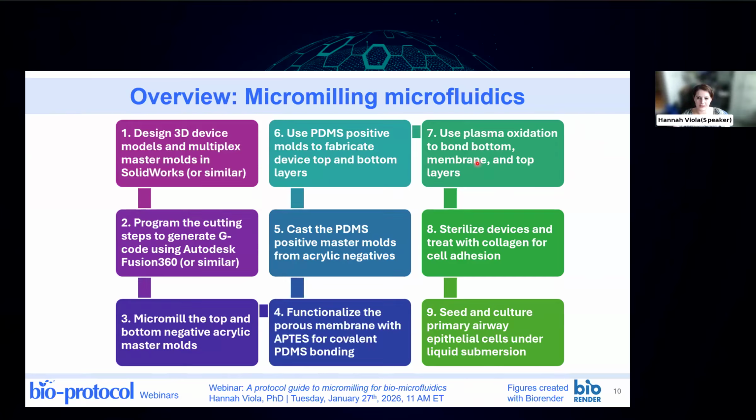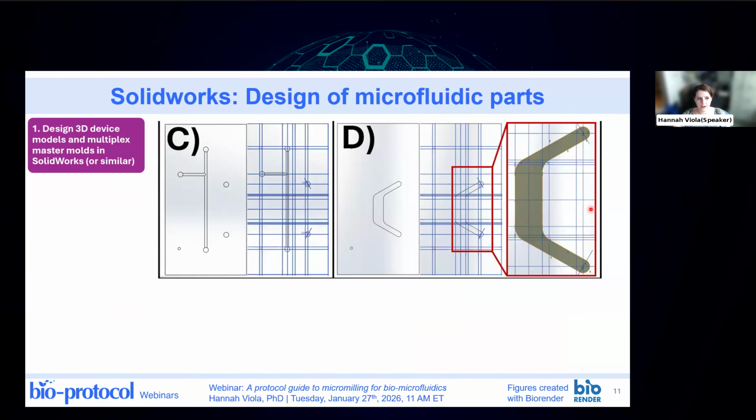So the way that I fabricated my device is with plasma oxidation to chemically functionalize the surfaces so that they could covalently bond. And there's other methods for that, but I found this one is really good for preventing leaking. Then you have to sterilize the device and treat it with collagen so we can get the cells in there. And then you're going to do the culture. That's going to look different for whatever you're doing. I made a lung device, so I put in lung epithelial cells.